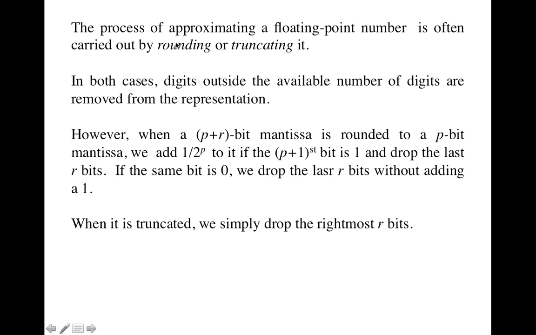And so if we were to have a p plus r bit mantissa, we look at the bit that is just past that pth bit on the right. If that's equal to 1, we ignore everything else beyond it, and we make our mantissa what it would be without those r bits, but added to it 1 over 2 to the p. And we make that bit equal to 1, basically.